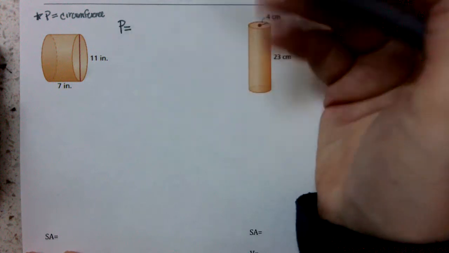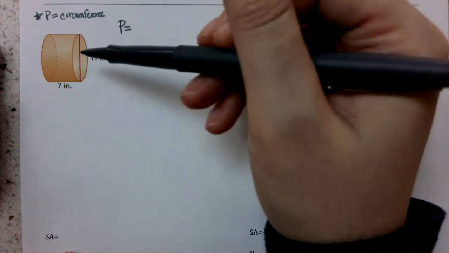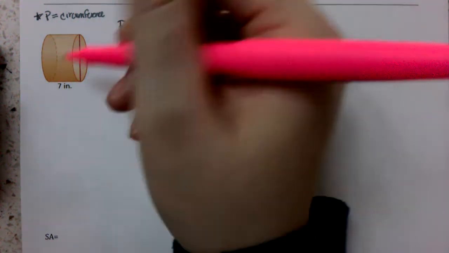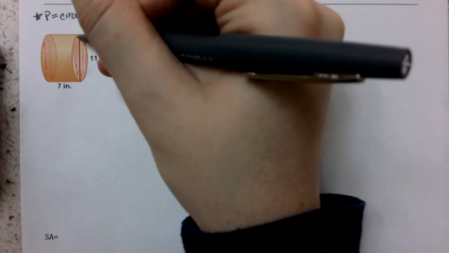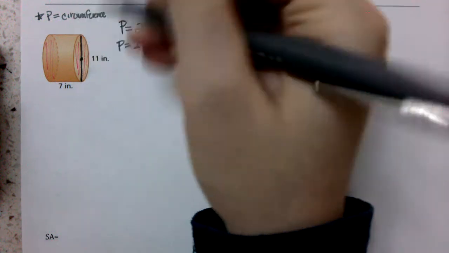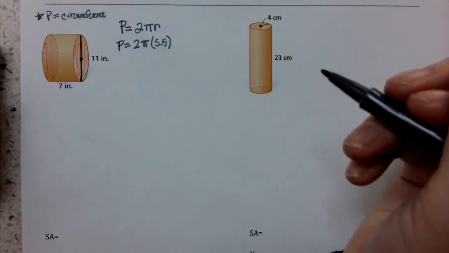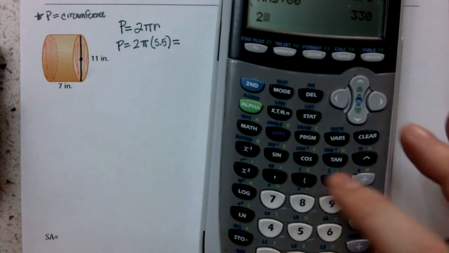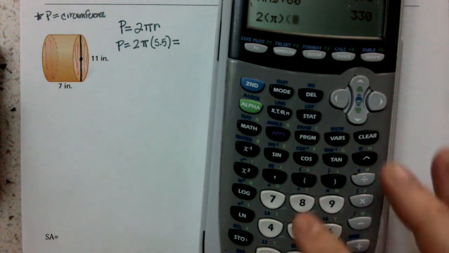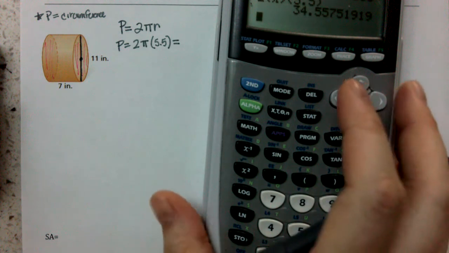Circumference is on the outside, so is perimeter. So we're asking for the perimeter of the base, which the base is one of these circles. So this is a base and this is a base. We need to actually find the circumference. So we're going to use the circumference formula, 2 pi r. And remember, if this is 11, to find the radius, we cut that in half, which is 5.5. And we can plug all of that into a calculator. So 2 times pi times 5.5 gives me 34.6.